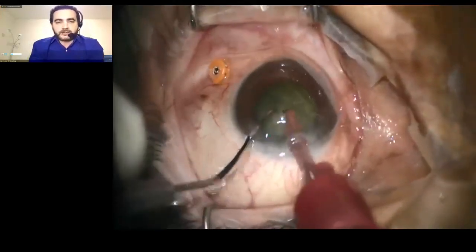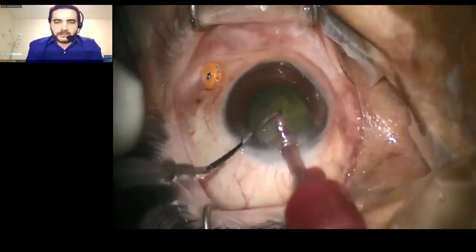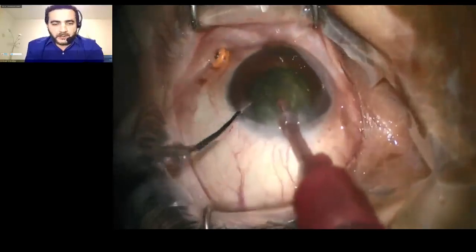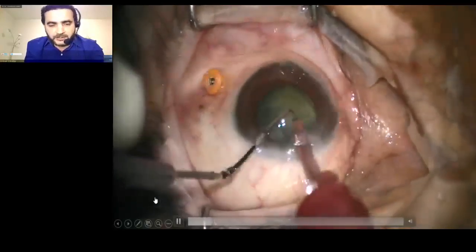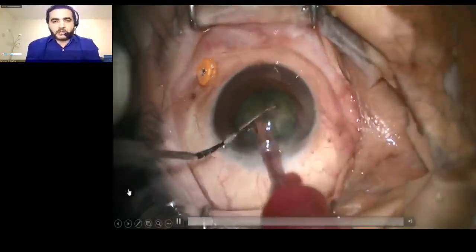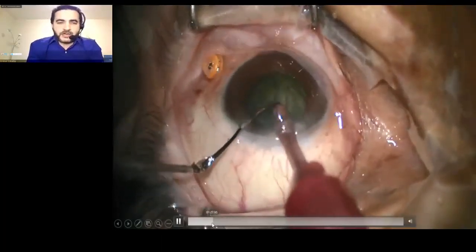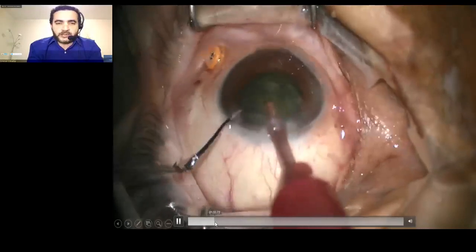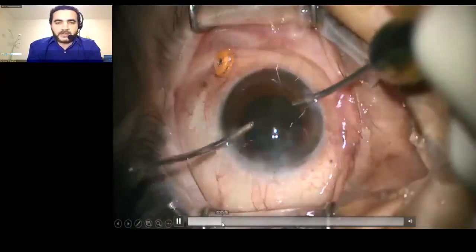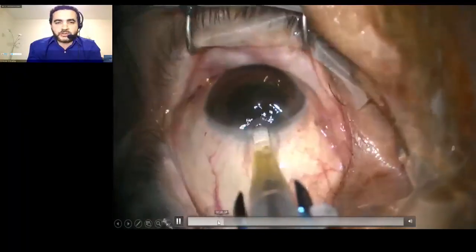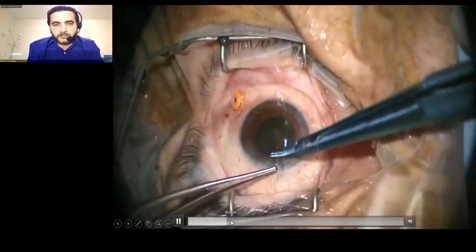And now we go inside the eye. You can see here a dense vitreous hemorrhage. As usual in this kind of video, I try core vitrectomy in the middle, and then usually you go peripherally, trying to see what's happening there, because if you make a small hole, the retina behind it will be peripheral.